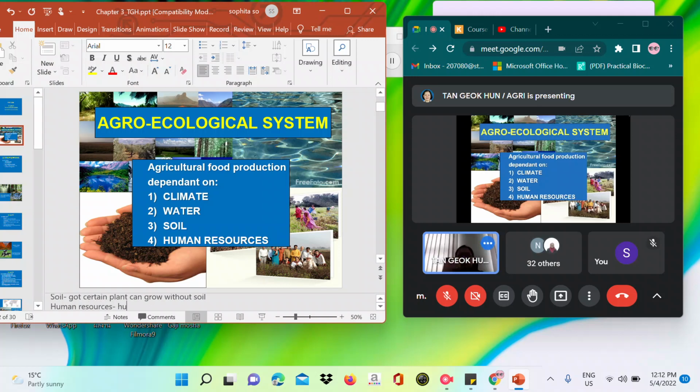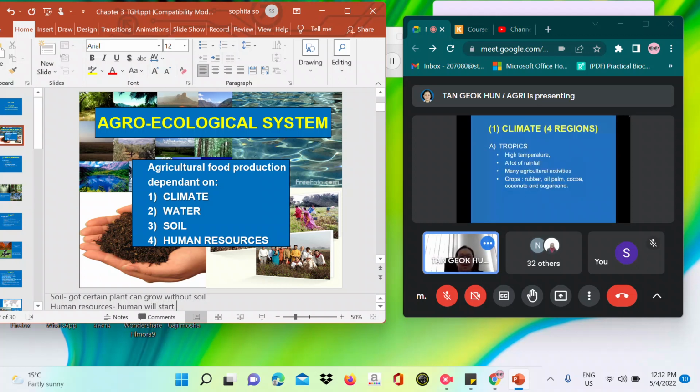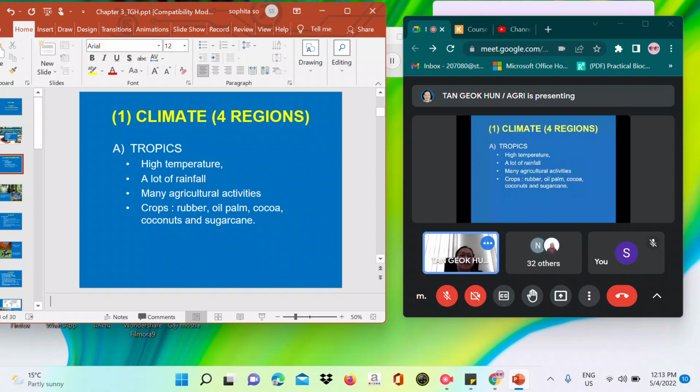Climate. So far we have 4 regions in this world, and different locations have different weather and different temperatures. The first one is the tropics. The tropics have high temperature, very high, and a lot of rainfall.